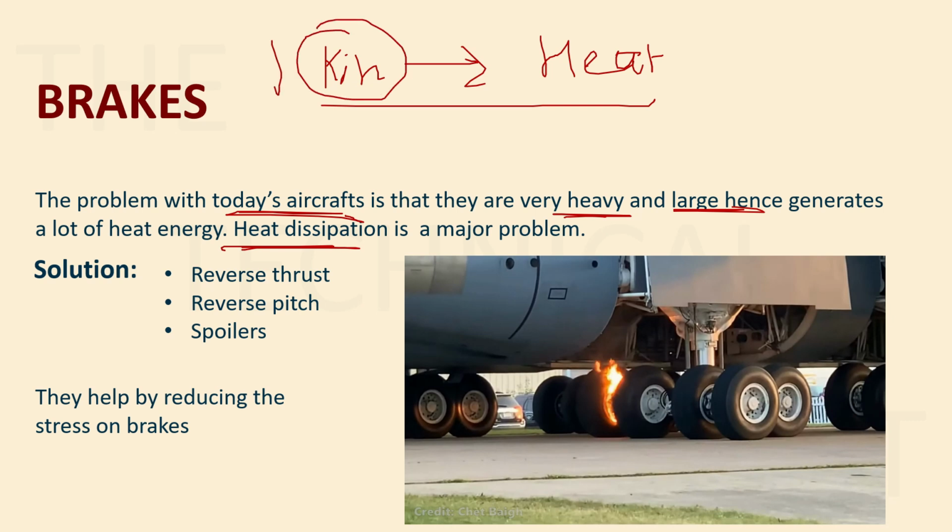Why? Larger aircraft means larger flying speeds, larger airspeeds, larger landing speed, right? So when the aircraft is coming in for landing, it will be coming at a higher landing speed. Hence, the kinetic energy will be more, which means the heat generated will also be more, right? So heat and kinetic energy go hand in hand. If the aircraft is landing at a higher landing speed, the heat energy will be more, and hence the major problem that we come across in larger aircraft is heat dissipation.